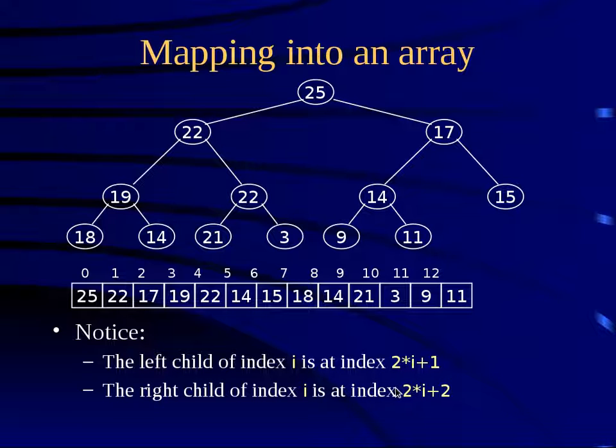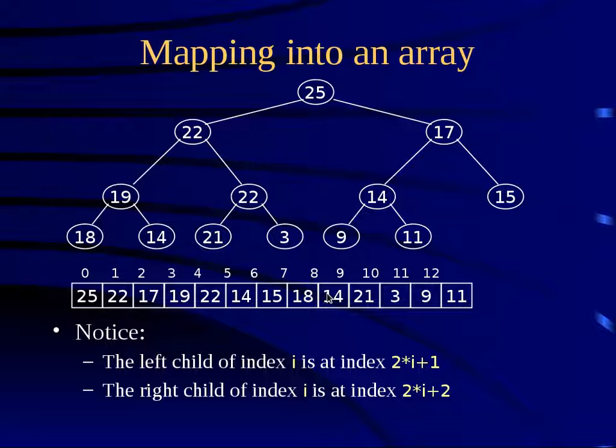The right child's at 2 times i plus 2. 25 is at 0. 2 times 0 is 0, plus 2 is 2, 17. Let's go with the 17. 17 is at 2. 2 times 2 is 4, plus 2 is 6, so that's 15. 15 is at 6.